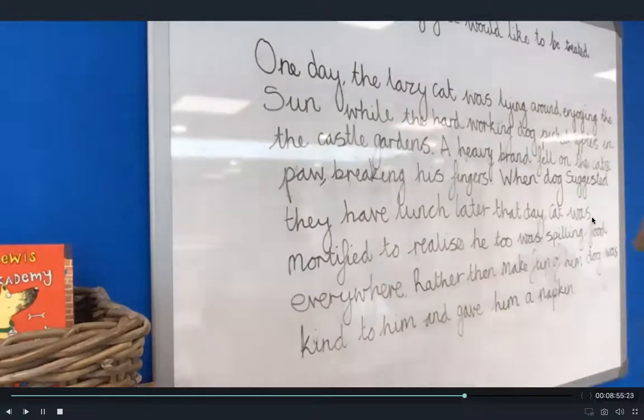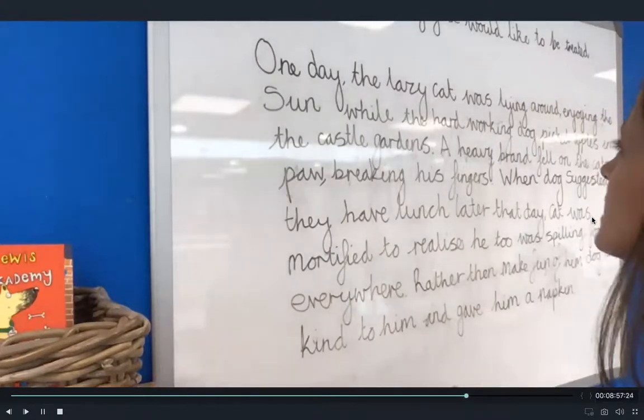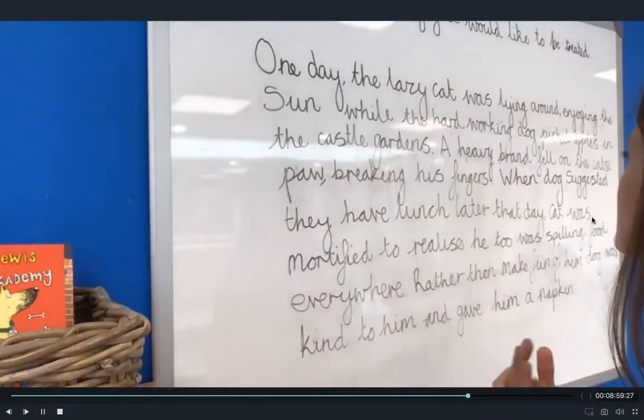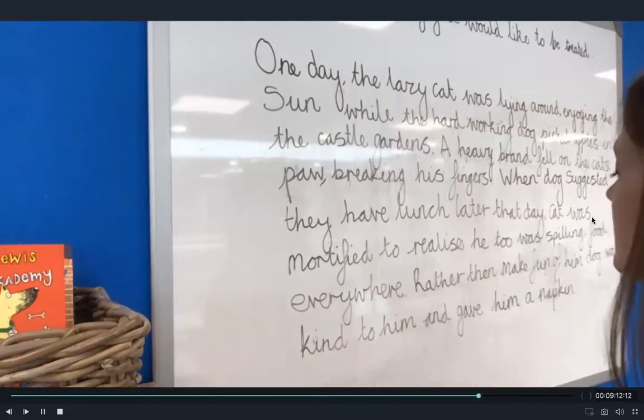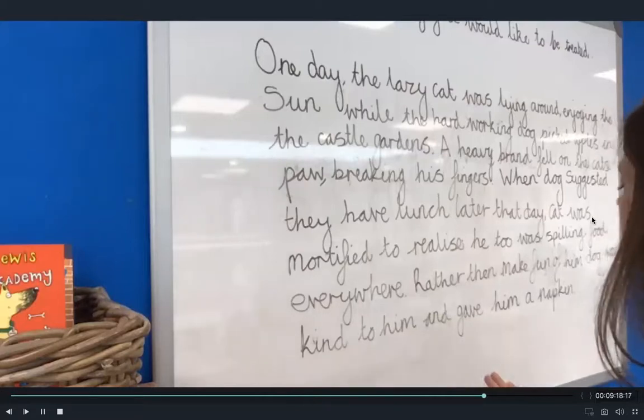One day, the lazy cat was lying around enjoying the sun while the hard-working dog picked apples in the castle gardens. A heavy branch fell on the cat's paw, breaking his fingers. When Dog suggested they have lunch later that day, Cat was mortified to realize he too was spilling food everywhere. Rather than make fun of him, Dog was kind to him and gave him a napkin.